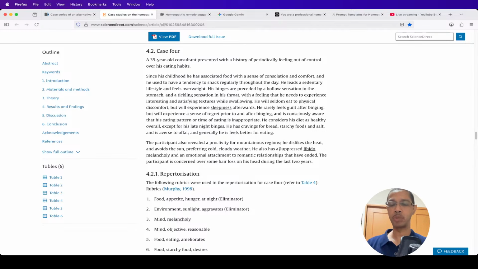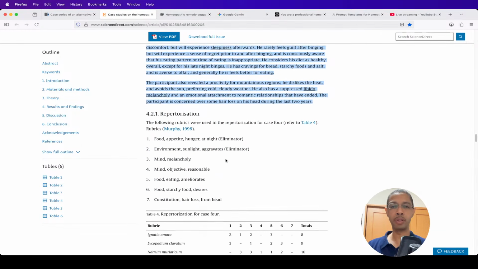So we would expect that the psychological and emotional part of the output should pick up this stuff here, right? An emotional attachment to romantic relationships that have ended. And the participant is concerned over some hair loss on his head during the last 2 years. So this is the case that we're going to be looking at here.